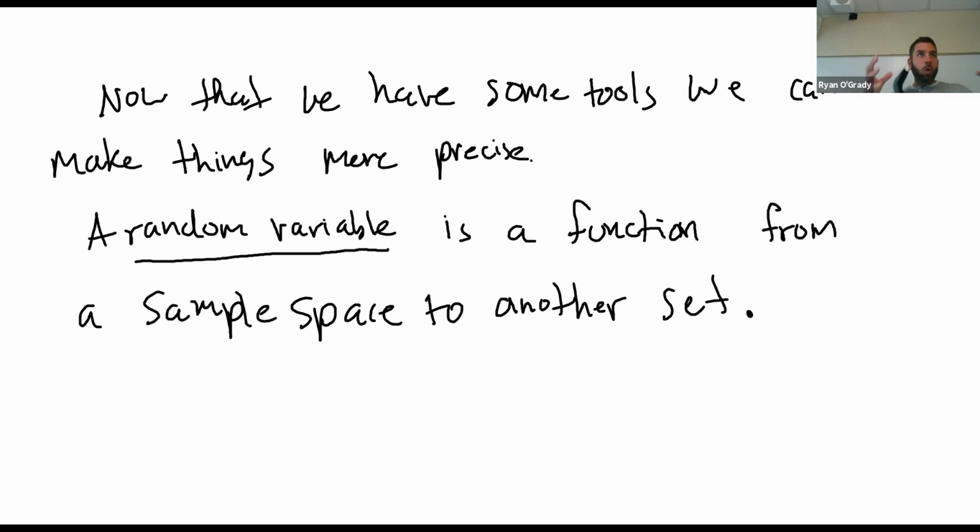A function is a rule that associates one element in some set with one element in another set. So it's a little more abstract than that. And it doesn't always have to have some algebraic formula that you're familiar with. It can be a lot more abstract than that.